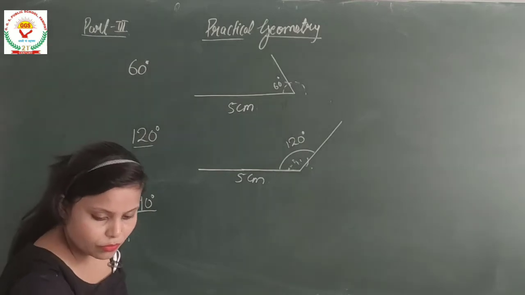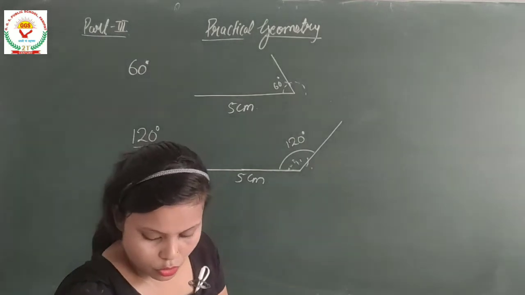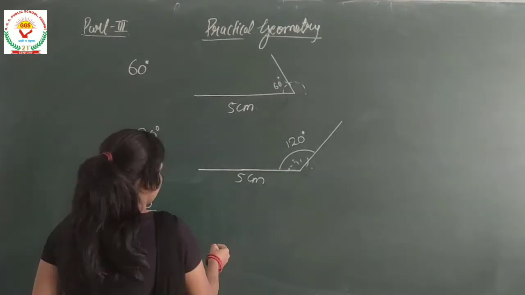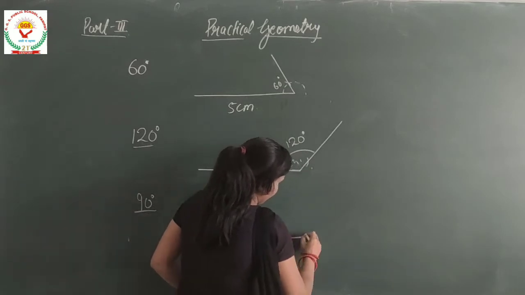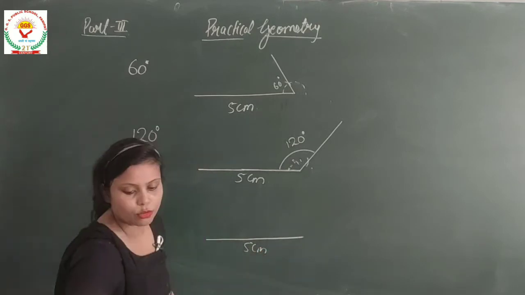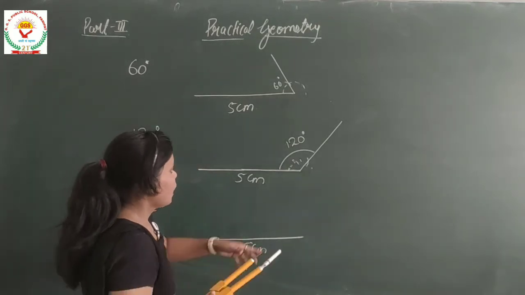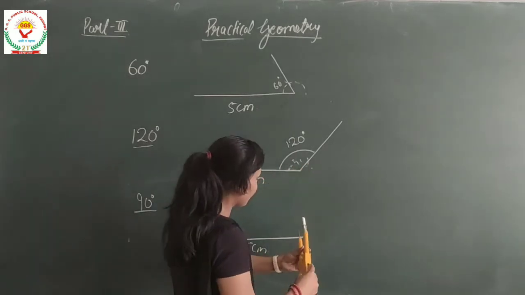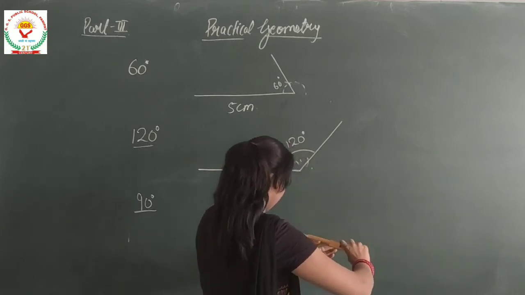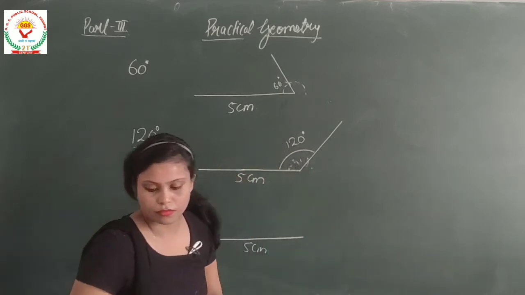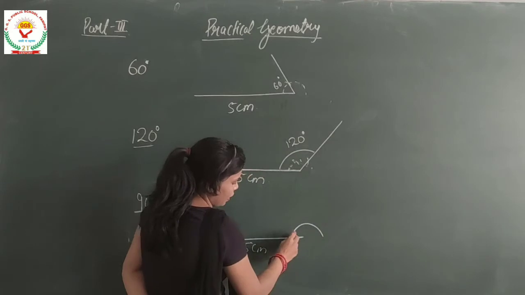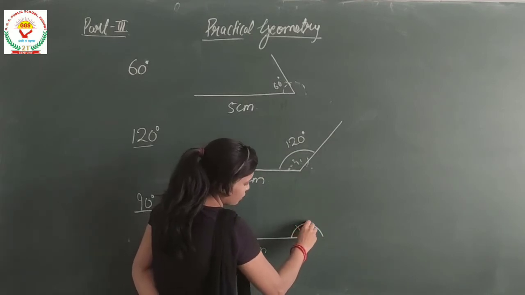Now I have to construct a 90 degree angle. What will I do? Suppose this is the line segment and here I have to construct a 90 degree angle. I will repeat the same process up to 120 degrees. I will mark the arc at this end like this. Again, first arc, second arc.